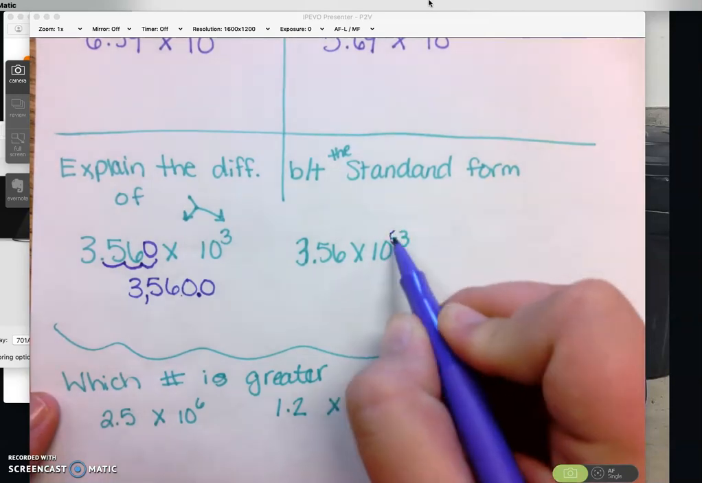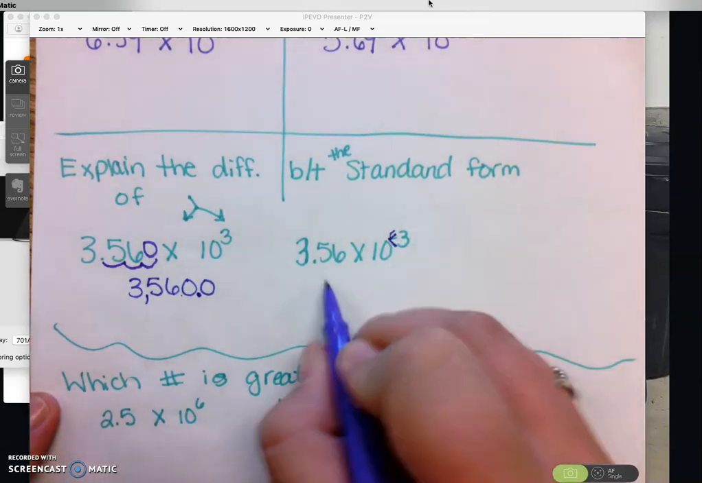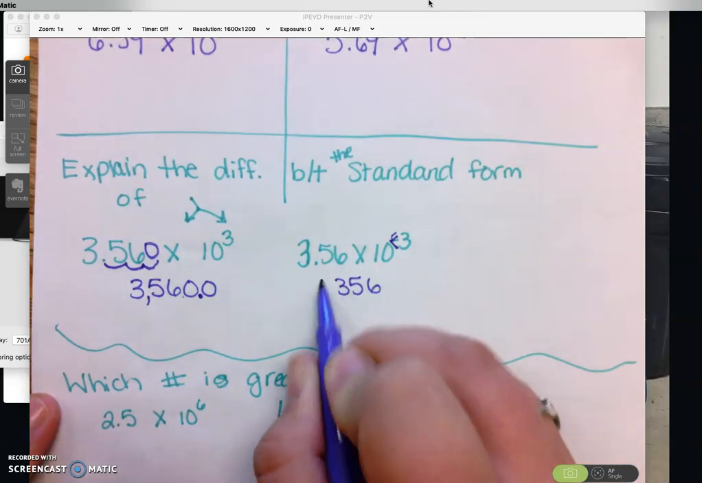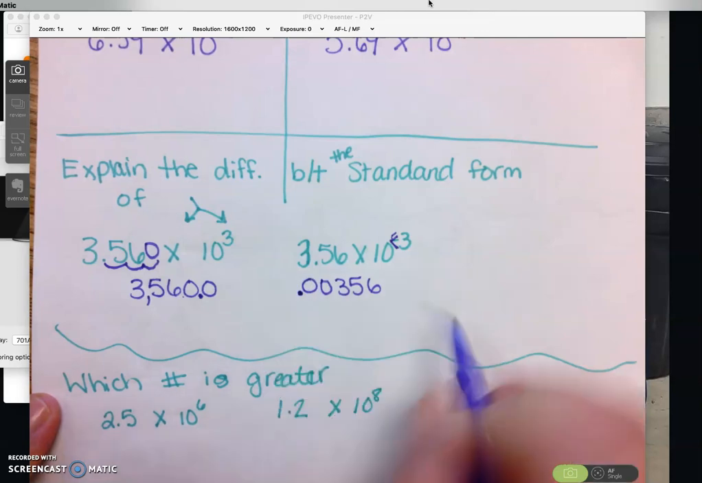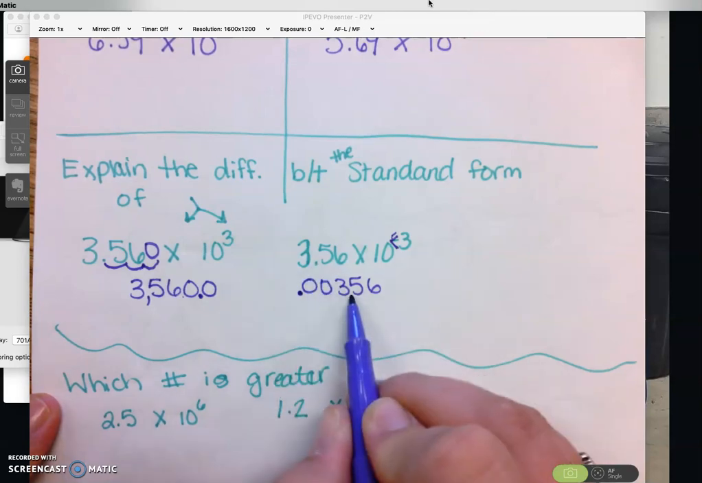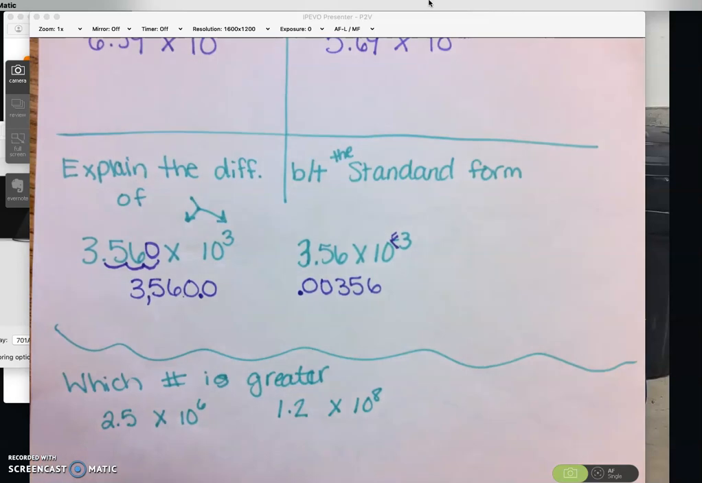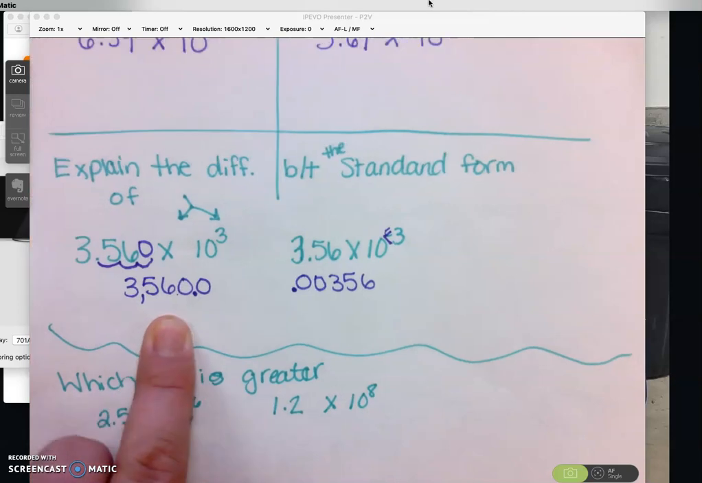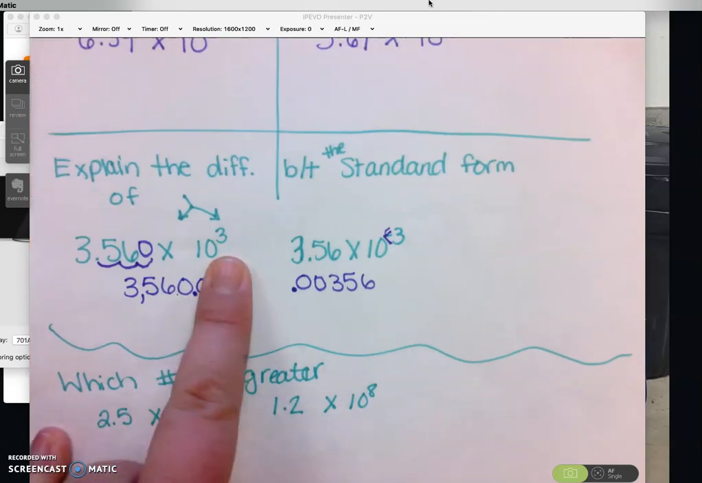This one we're going to be moving. Remember, if I have a negative sign, I want to move it to the left. So 1, 2, 3. Again, double check. It started here, 1, 2, 3. It moved 3 places to the left. And then you're going to want to tell me what is the difference. Whether you say the 3,560 moved my decimal, I had moved it to the right because my exponent is positive.